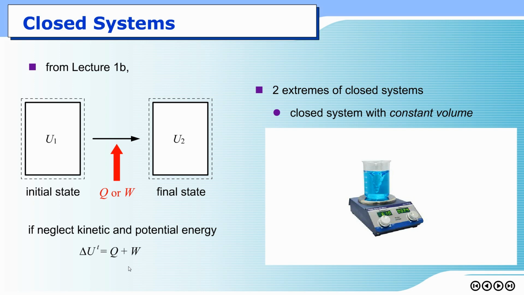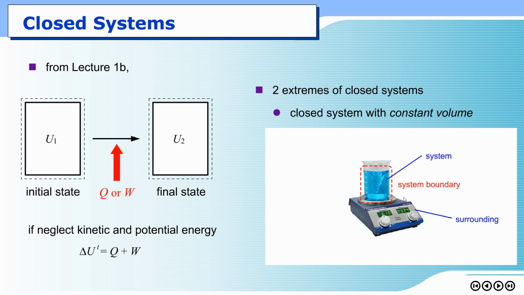An example of this closed system with constant volume is shown in this picture. This is just a scientific experiment. You bring some solution into a beaker and put it on top of this magnetic stirrer. Okay? If we define that the liquid itself is a system, I can draw the red dotted line here around the liquid and define it as our own system.